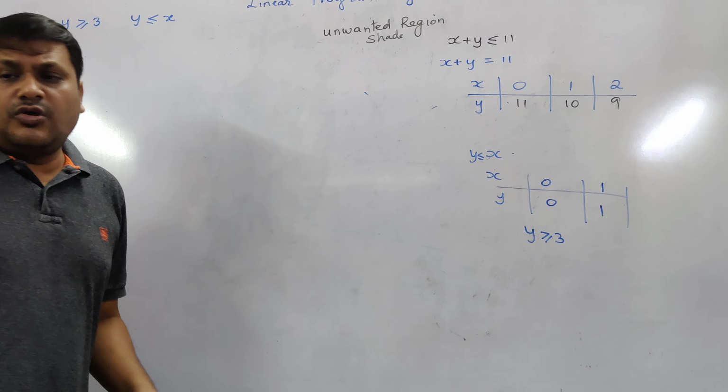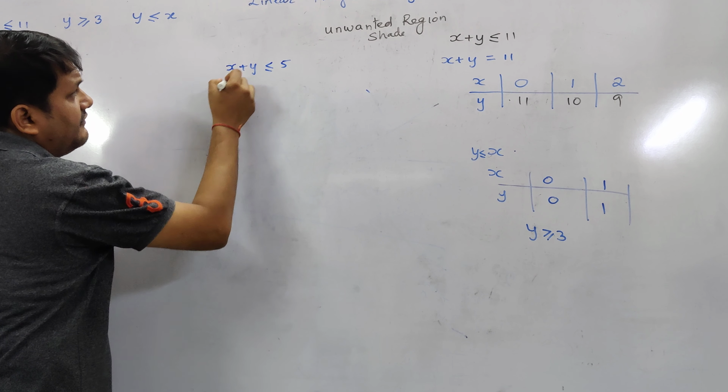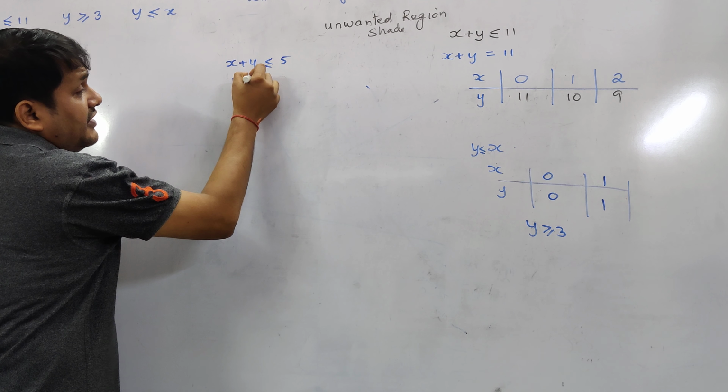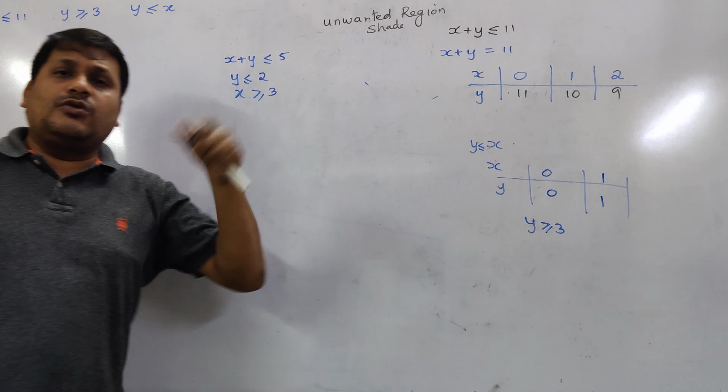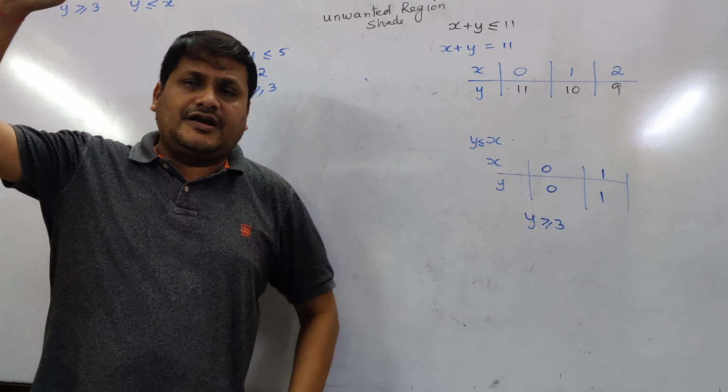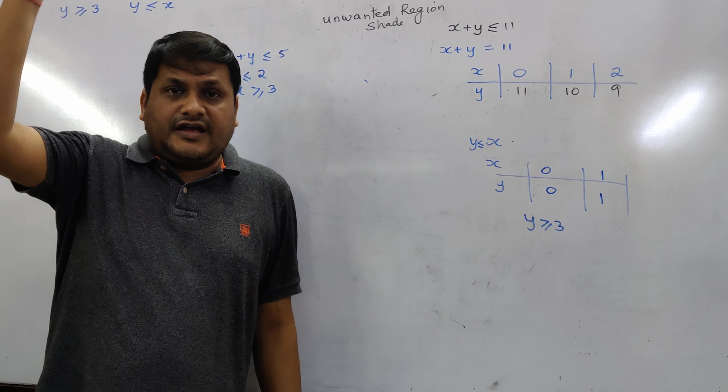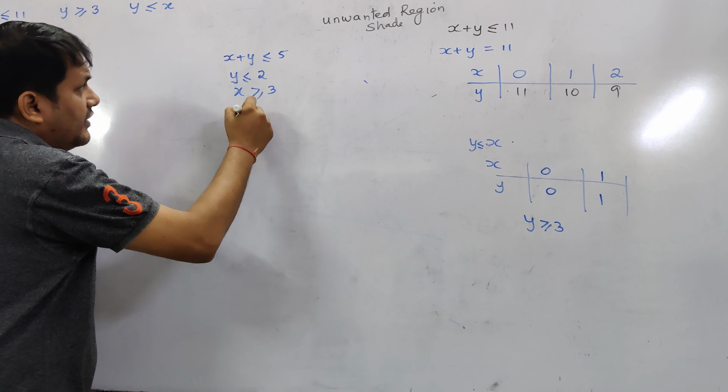Okay, so one is same, x plus y is less than 5. We take y is less than 2 and x is greater than 3. One more thing, remember, if you don't have an equal to sign, you will plot dotted lines, and if you have an equal to sign, you will plot dark lines. So again I plot this.